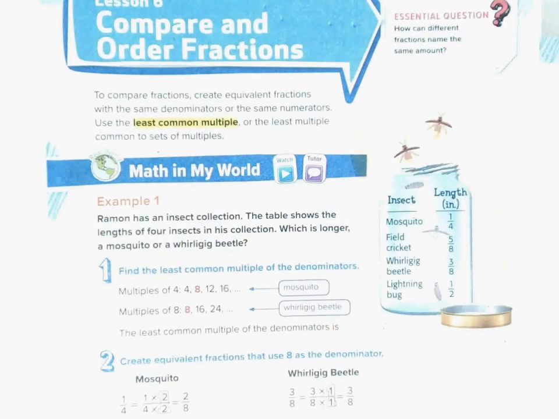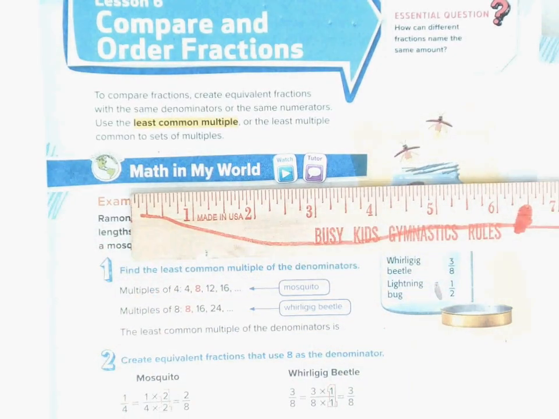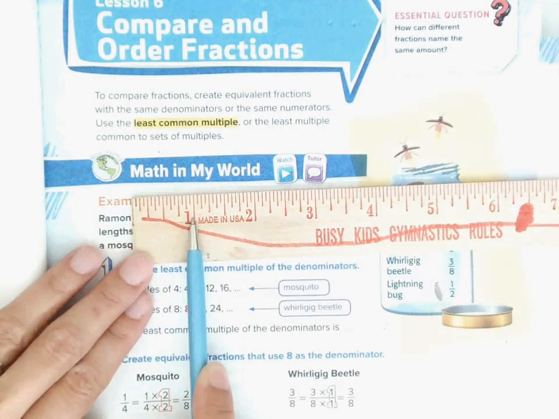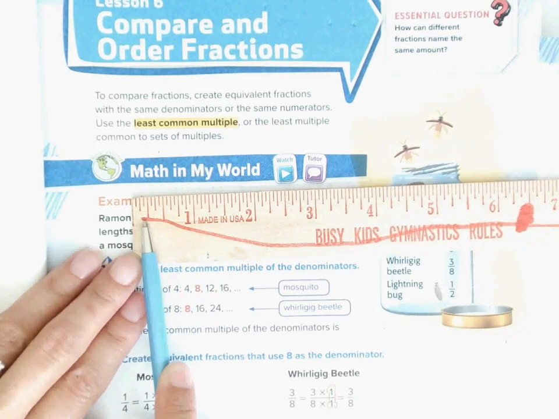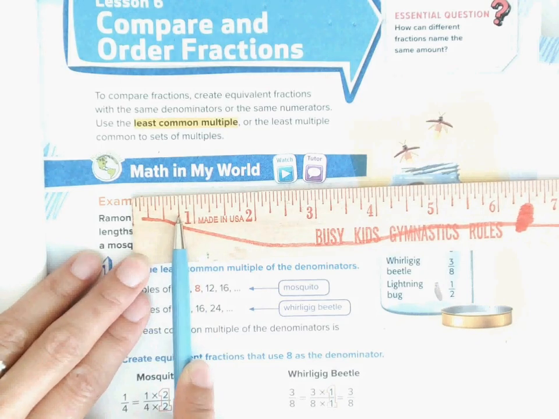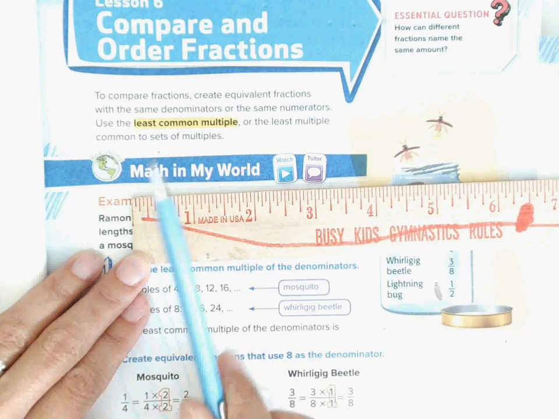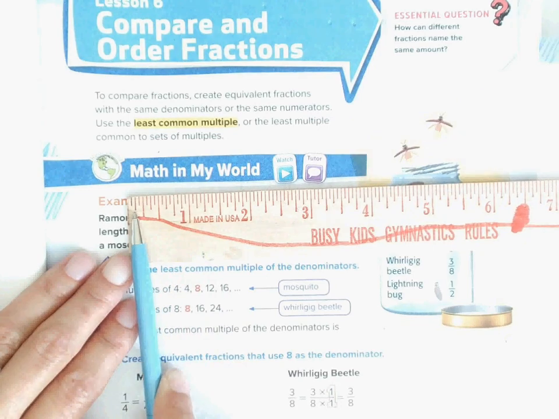But benchmark fractions, what I'm talking about is if we take a look at this ruler, all of these are fractions within a whole. And we know 1/2 is halfway. We know 1/4 is smaller than a half. We know 3/4 is greater than a half, but less than a whole. We also know that we have 1/8 in here. So again, this is how you can compare your fractions.